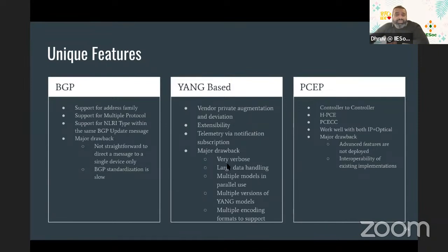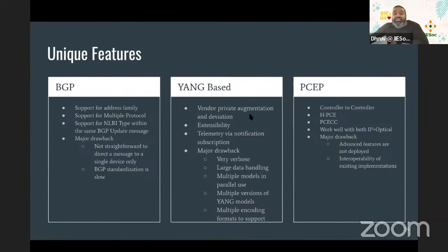Let's look at the unique features of each of these protocols. I think BGP, as I mentioned, address family is one of the cool things about BGP, and it helps in SDN use cases. Support for multiple protocols. NLRI type is also pretty cool. I think the major drawback would be that it is not straightforward to direct a message to a single device, because that's how BGP is. It's sort of a flood. You have to use a lot of policy, a lot of configuration to do that. This is where I think PCEP or YANG would do much better. And BGP standardization could be a bit slow.